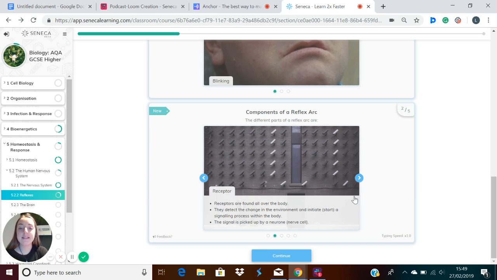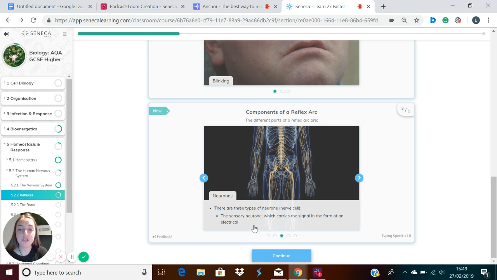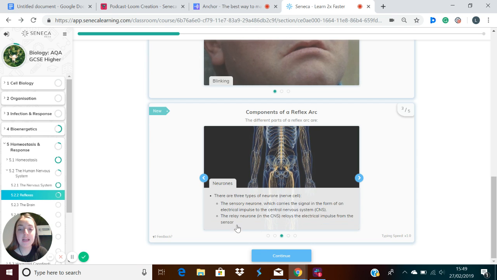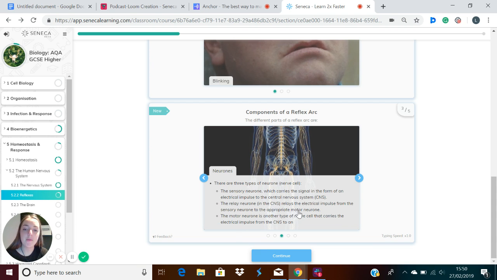The signal is then picked up by a neuron, which is a nerve cell. The neurons are found all over our body as well. And there are three types of neuron. The sensory neuron carries a signal in the form of an electrical impulse to the central nervous system, or the CNS. The relay neuron is found within the CNS, this is the brain and spinal cord, and this will relay the electrical impulse from the sensory neuron to the appropriate motor neuron.